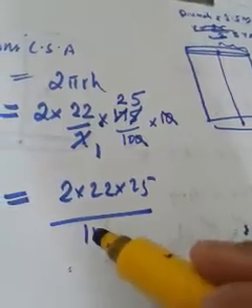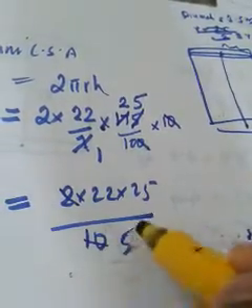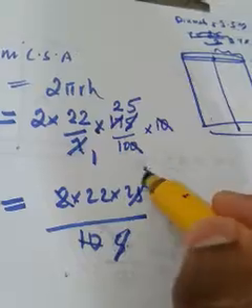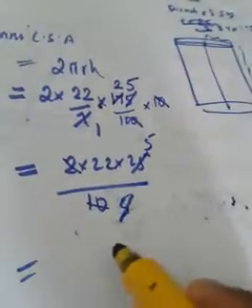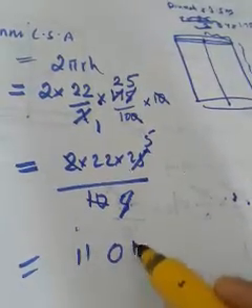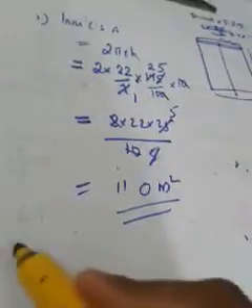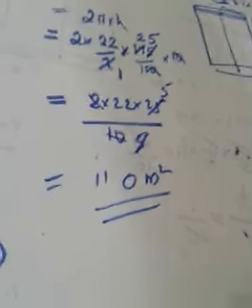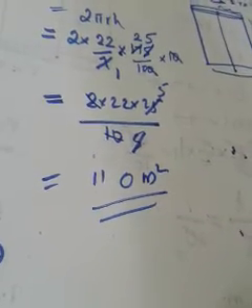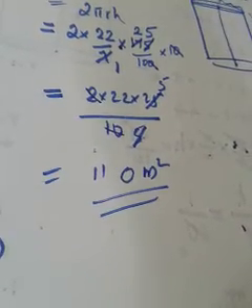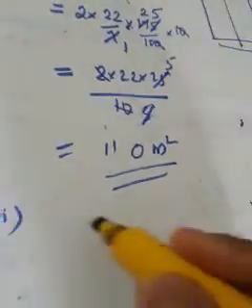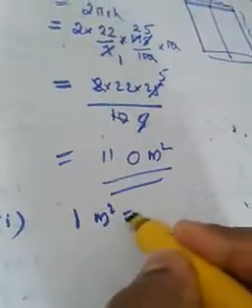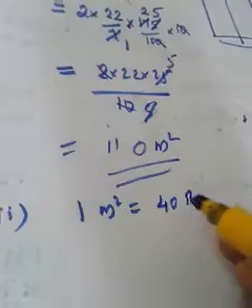Now okay, you can cancel this 2 and 10. 5 will come. Then 5 and 25 will get cancelled. 5 5 is 25. What is the result? 22 into 5, 110 meter square. That will be its inner curved surface area. The second sub question is the cost of plastering this curved surface area at the rate of 40 rupees per meter square. That means for 1 meter square you are supposed to spend 40 rupees.